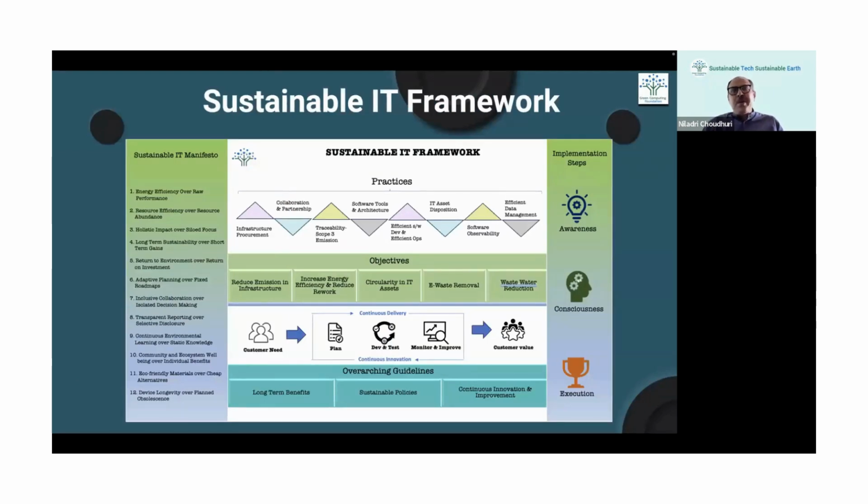So from the Green Computing Foundation, we have created this comprehensive sustainable IT framework, which you can also see on the website https://greencomputingfoundation.org, and you can try and practice it. The 5 main objectives are reduction in the emission of infrastructure, increase energy efficiency and reduce rework in the software development lifecycle, circularity in IT assets, e-waste removal, and wastewater reduction.